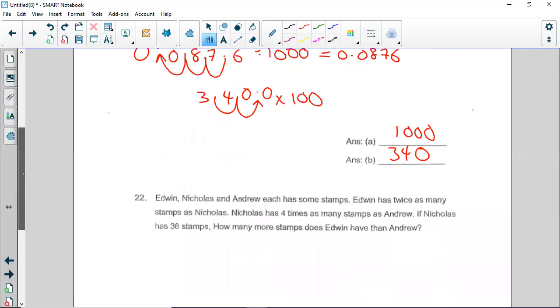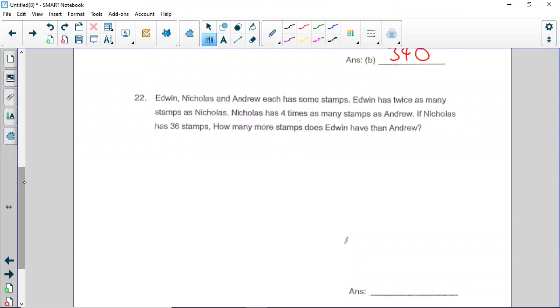Okay, question 22. Looks like a story sum. So Edwin, Nicholas, and Andrew each has some stamps. Edwin has twice as many stamps as Nicholas. Nicholas has 4 times as many as Andrew. And if Nicholas has 36 stamps, how many more stamps does Edwin have than Andrew?